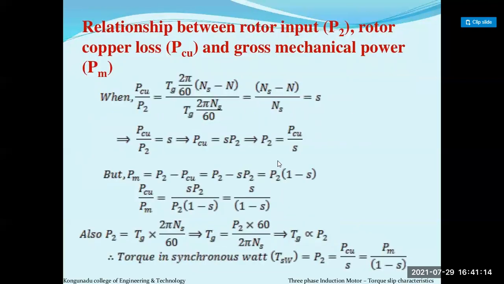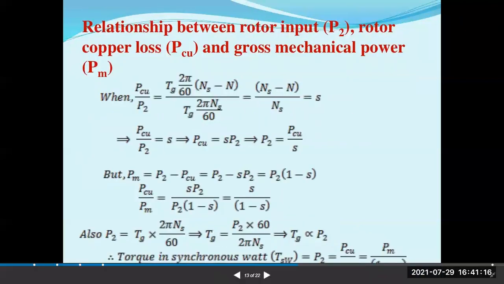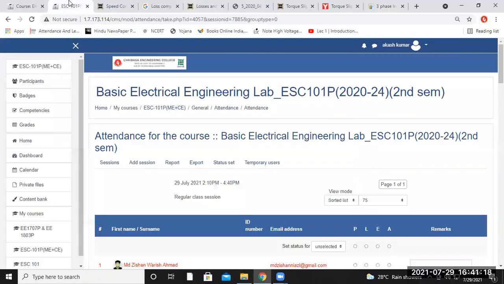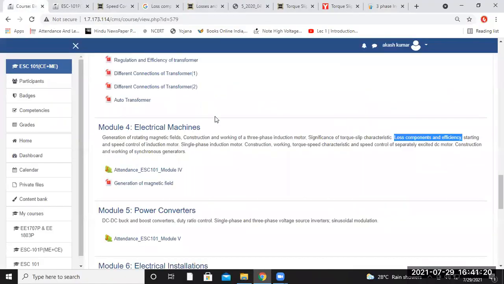So we have done this. Let me go through the syllabus. Mainly losses, components, and efficiency are completed. So we have completed two topics today. These two topics are already completed.